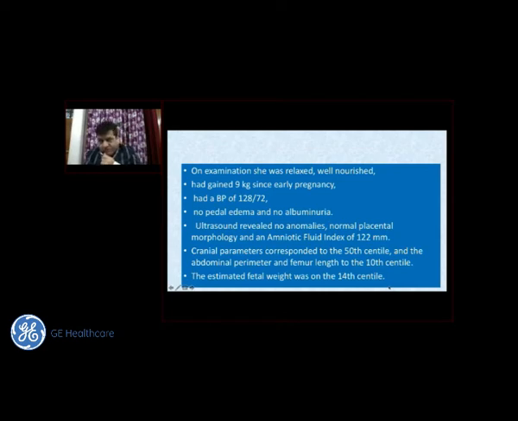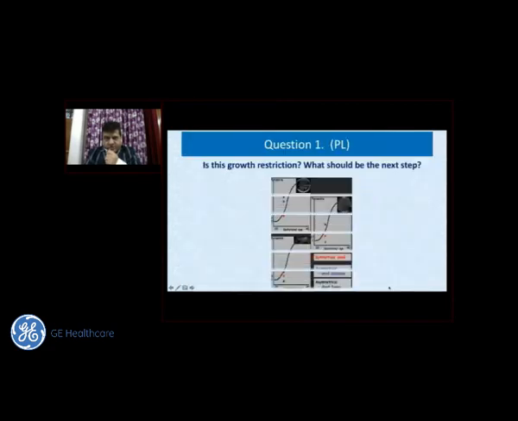Now, this is one of the very common scenarios in our day-to-day clinical practice. And so, my first question to Pooja is, is this growth restriction? And if it is, what should be the next step?